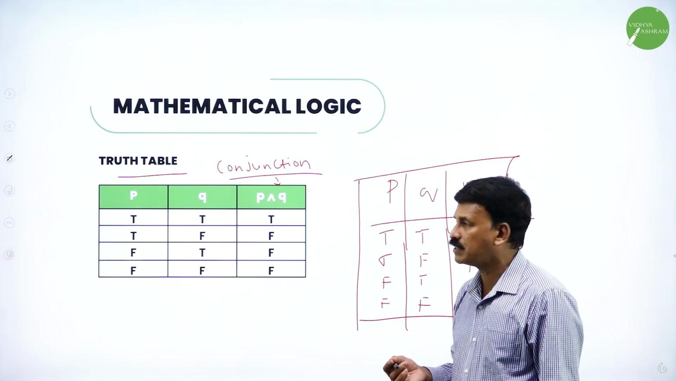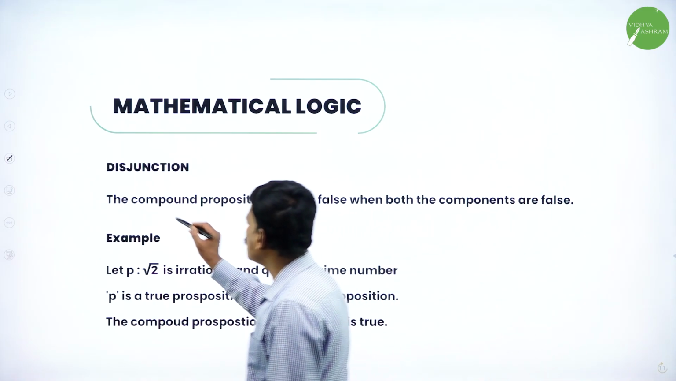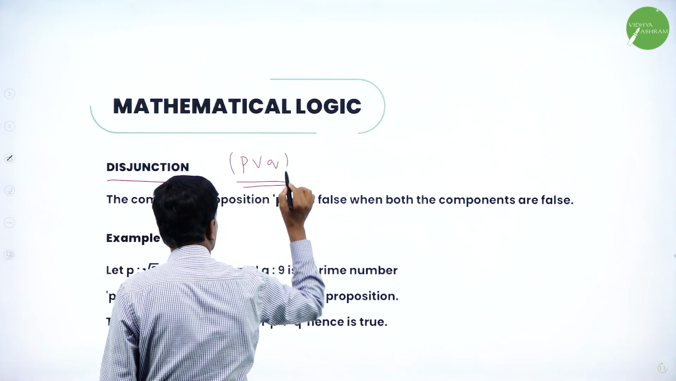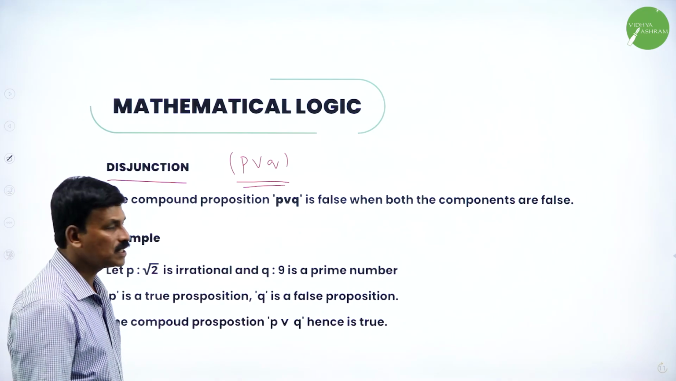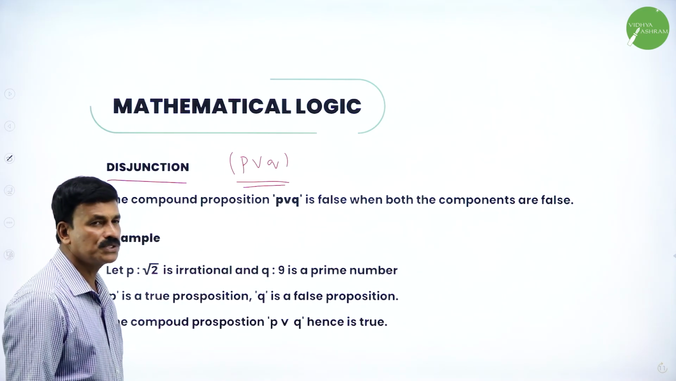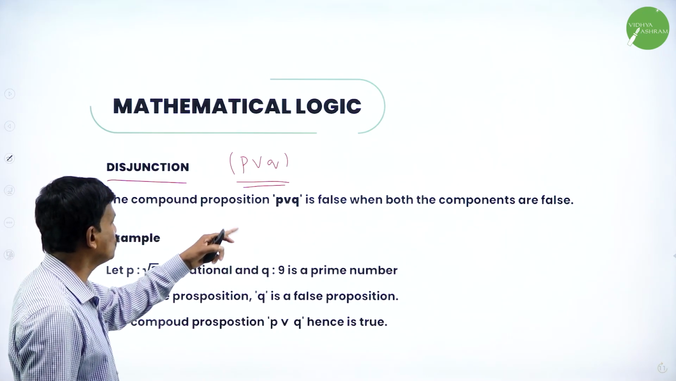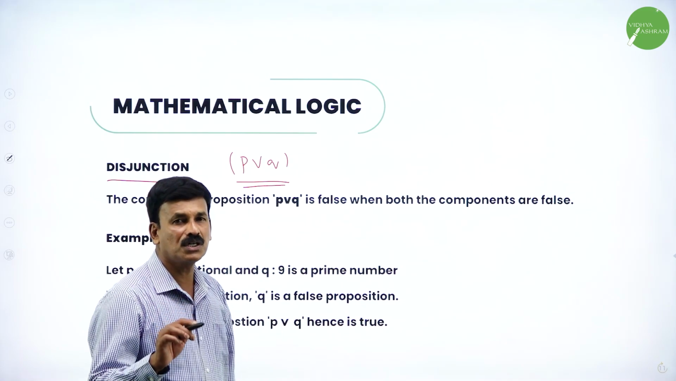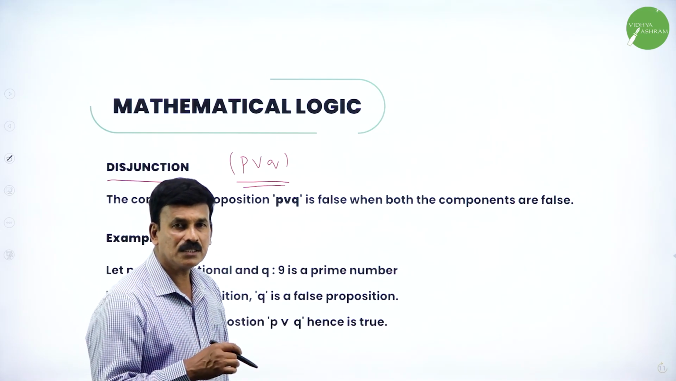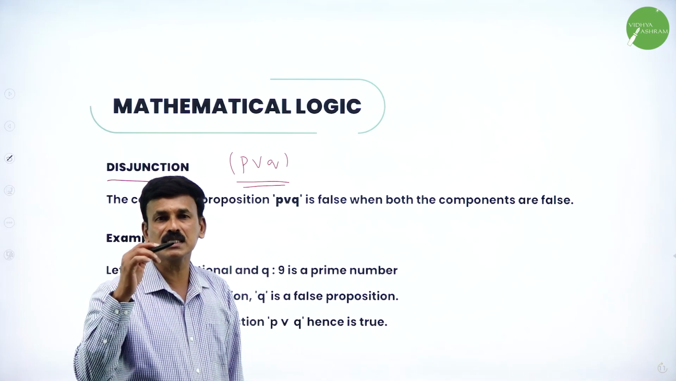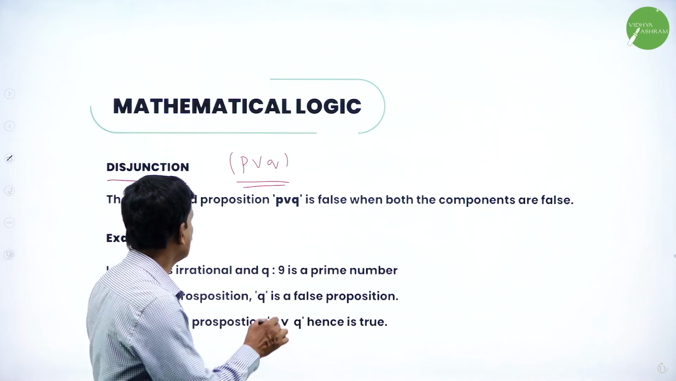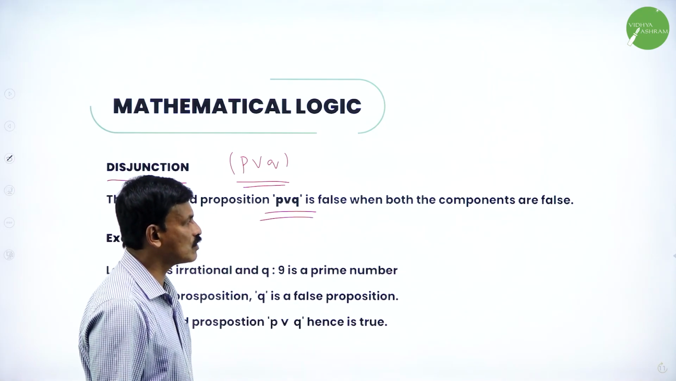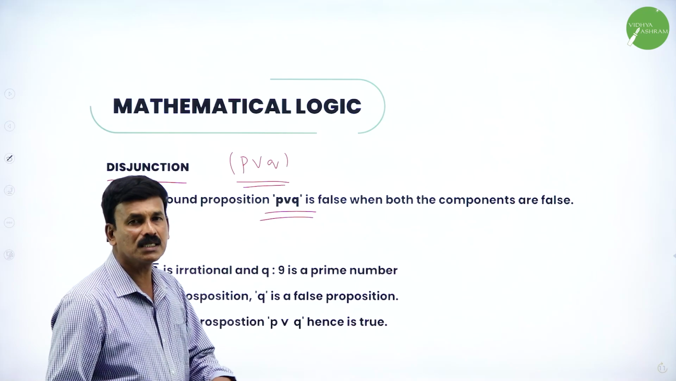Let us move on to the second one, disjunction. Disjunction is denoted as V. P ∨ Q. Reverse V is the conjunction, V is the disjunction. The compound proposition P ∨ Q is false when both the components are false. In the first case, both are true, then it is true. If both are false, then it is false. In all other cases, it is true.